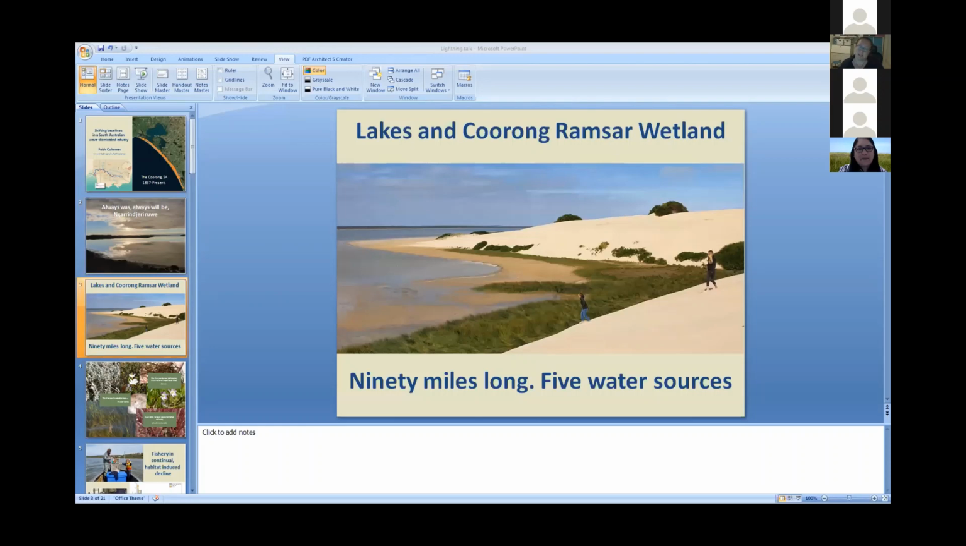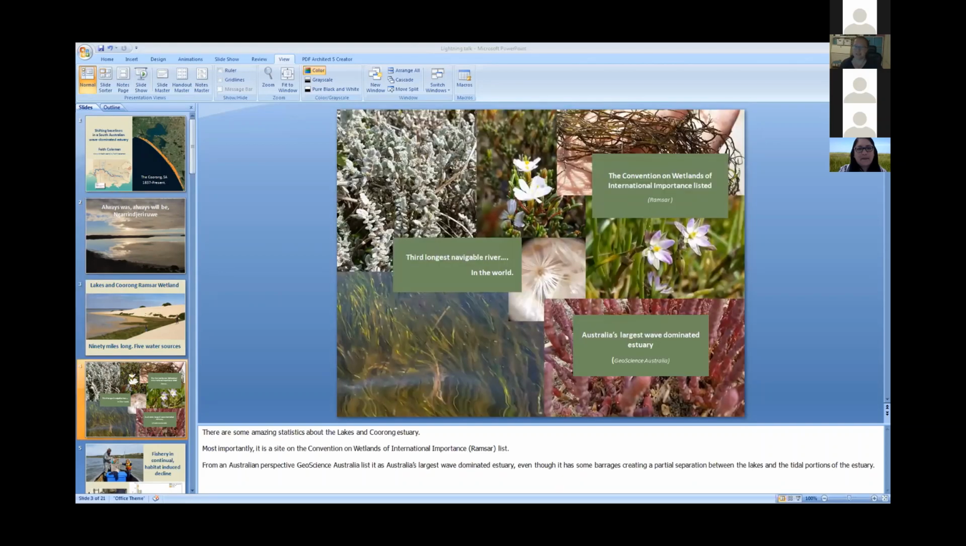And this is just, you know, the estuary, gorgeous pictures of our wetland. It's 90 miles long. It has 5 different water sources within it. It is the largest wave-dominated estuary in South Australia, at the end of the 3rd longest navigable river in the world. It's also obviously Ramsar listed.